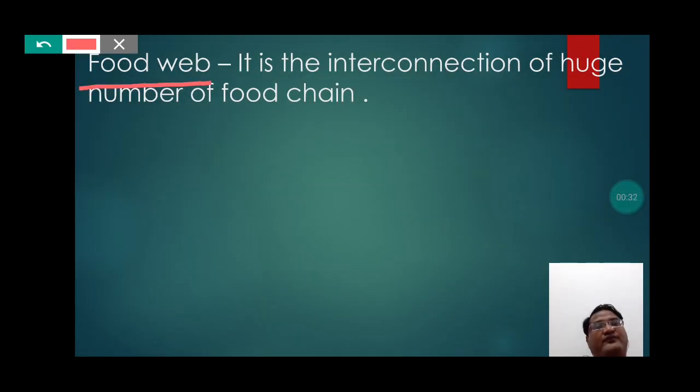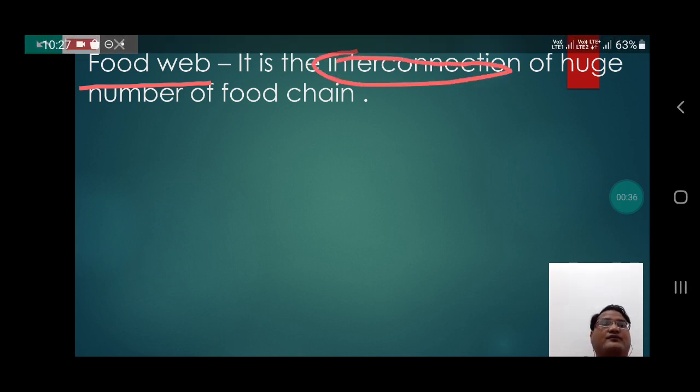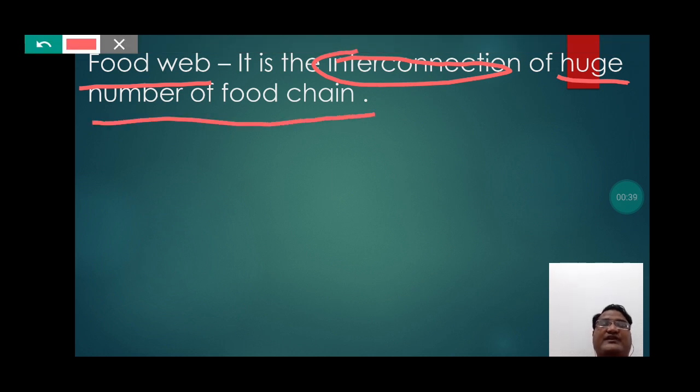So students, food web actually is the interconnection of a huge number of food chains. That is, when a huge number of food chains get interconnected with each other, and the transfer of energy also keeps on revolving in a huge network of food chains, then that is called a food web.